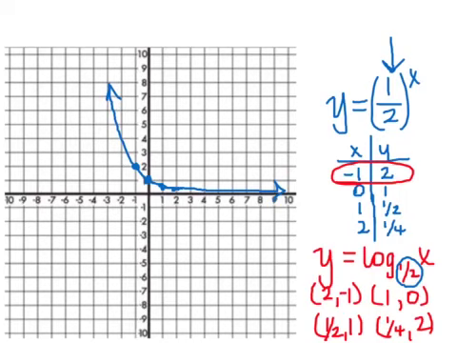2, -1 is here. Then we have 1, 0. Then we have 1/2 to the side and 1 up, so that's about right here. And then we have 1/4 to the side and 2 up, so that's getting closer and closer to the y-axis. And there's an asymptote at the y-axis, and then it's going to do something like this.